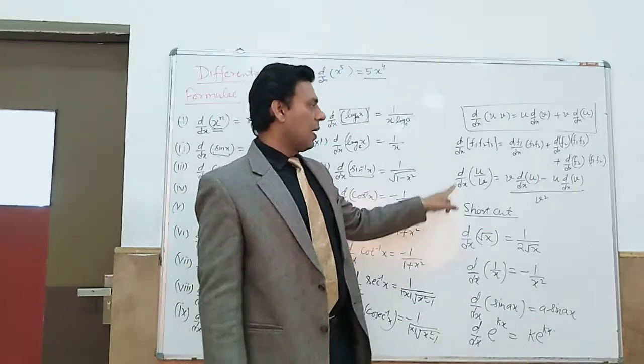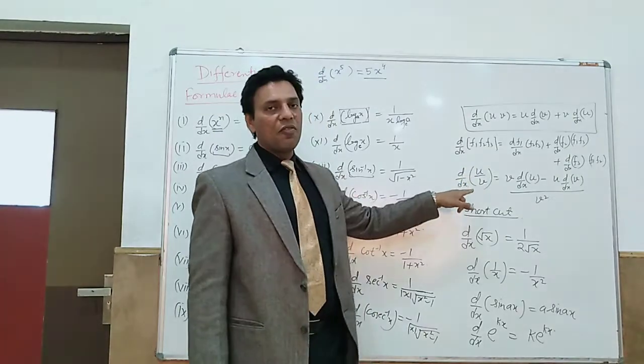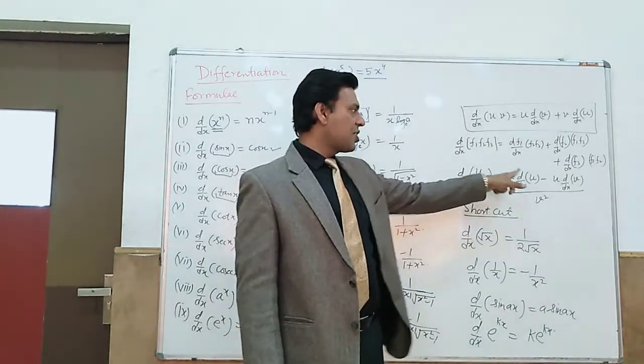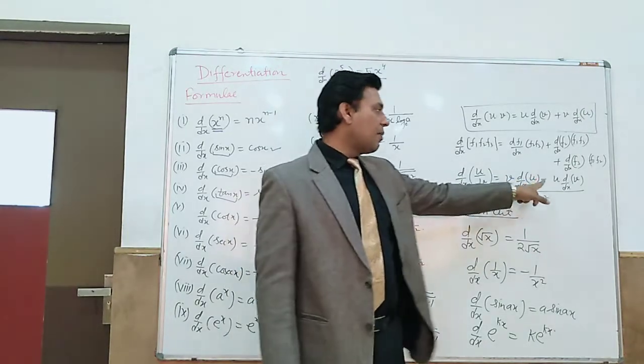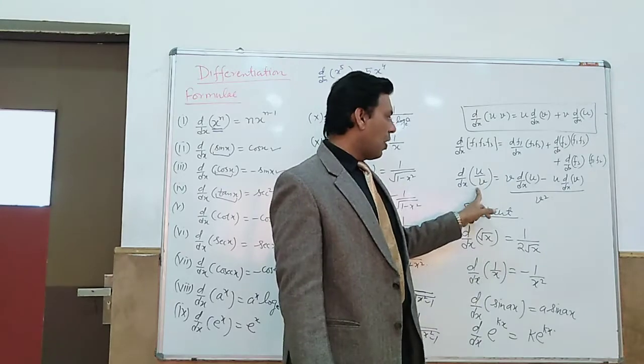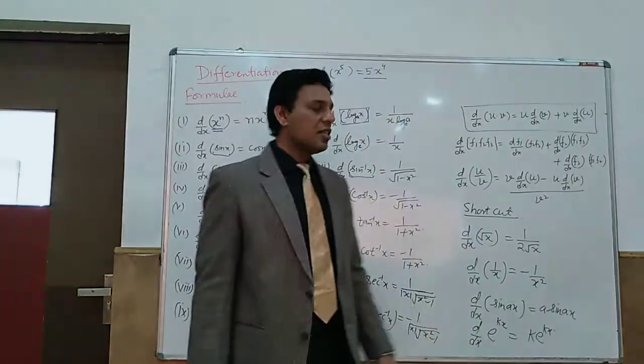Now the quotient formula, the differentiation of u upon v. We take the denominator first, the differentiation of u, that is the numerator, then minus u as it is, the differentiation of v, and upon v square, that is the denominator squared.